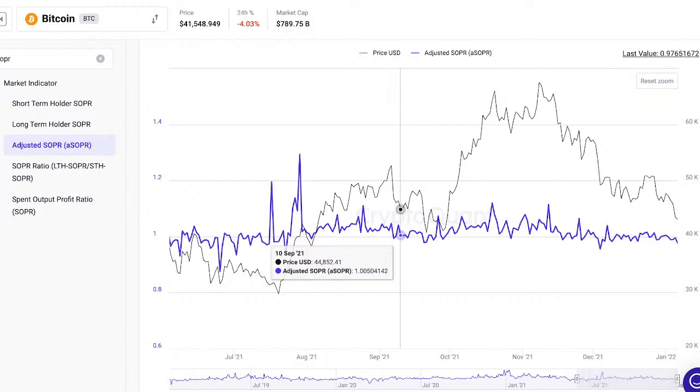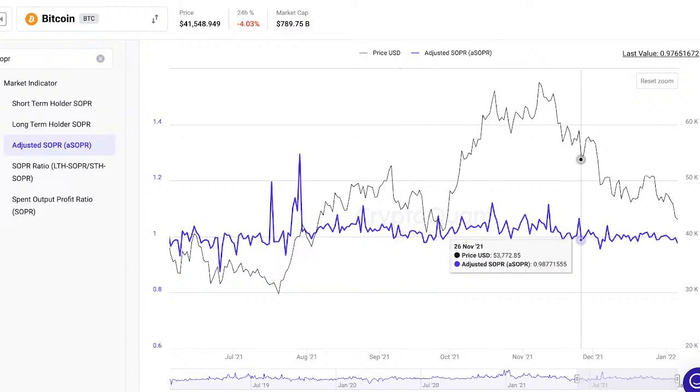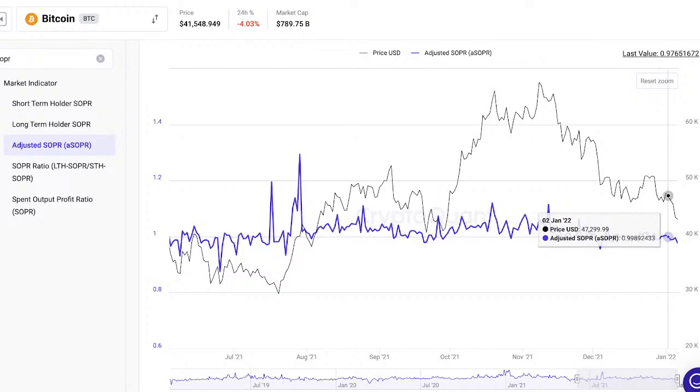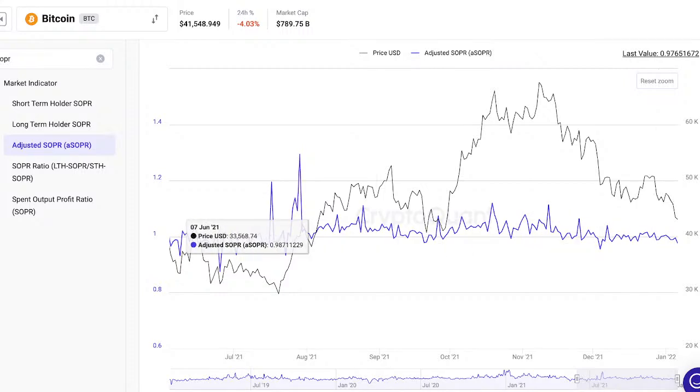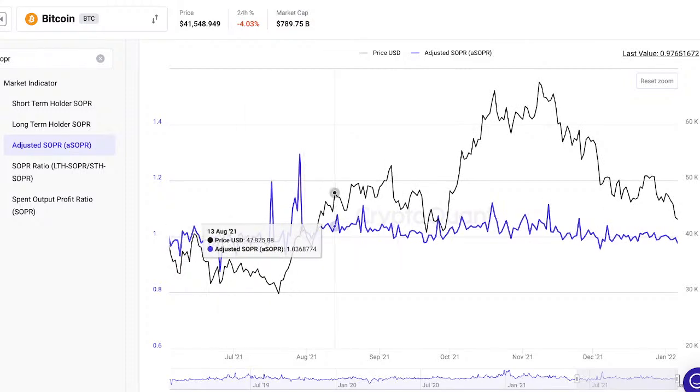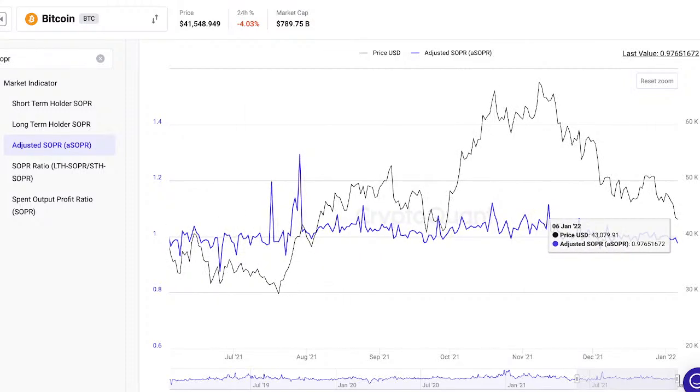SOPR stands for spent output profit ratio, and it's showing us that for every dollar someone invested in cryptocurrencies, in this case Bitcoin, we can clearly see what their returns are. So this is the $1 line, right in the middle. You are seeing a horizontal line at approximately 40K, and that is the one.